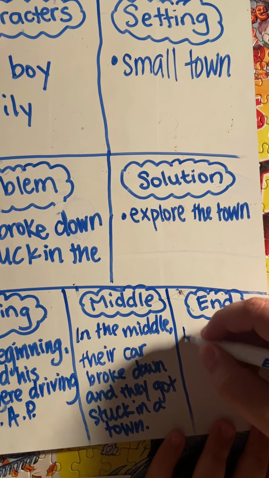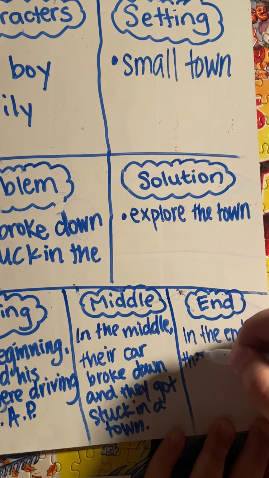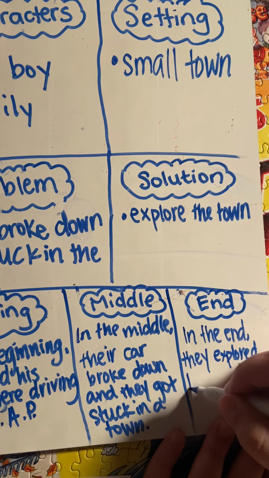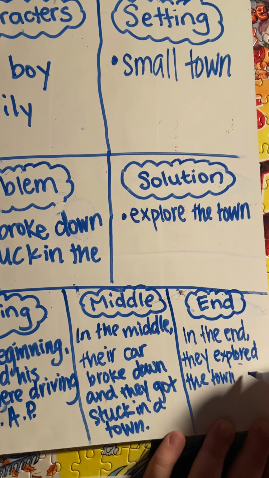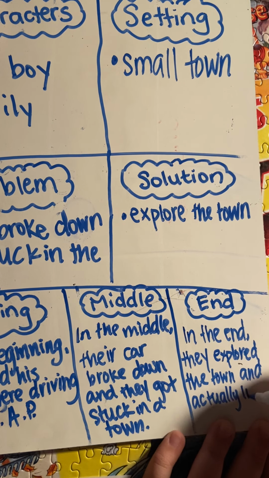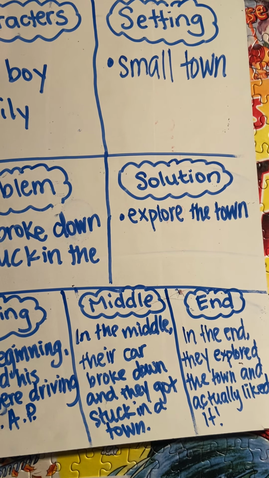And then what happened at the end? In the end, what did they do? That's our solution. They explored the town and actually liked it. We don't have to say they were then able to get a car battery and were going to go to the amusement park. That's really not the big solution to the problem. It was that they actually liked the town that they were exploring.